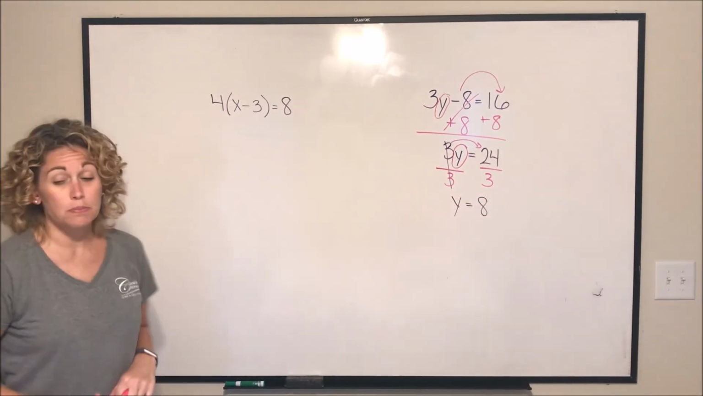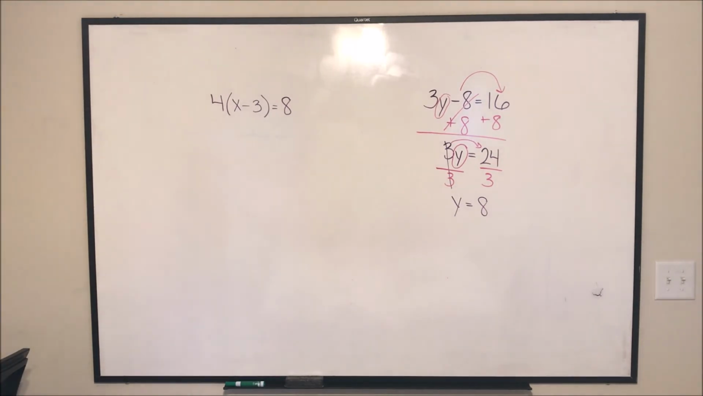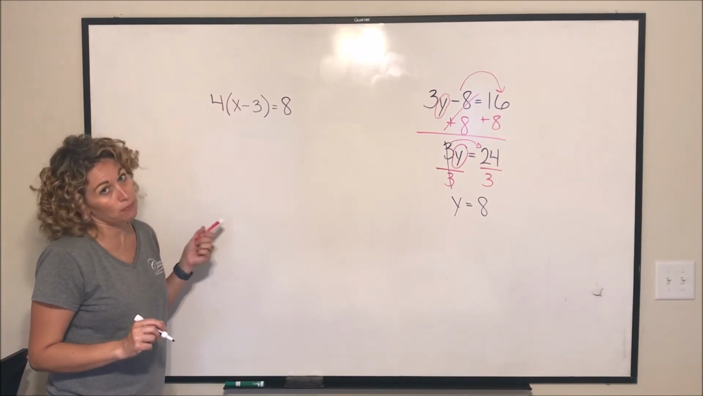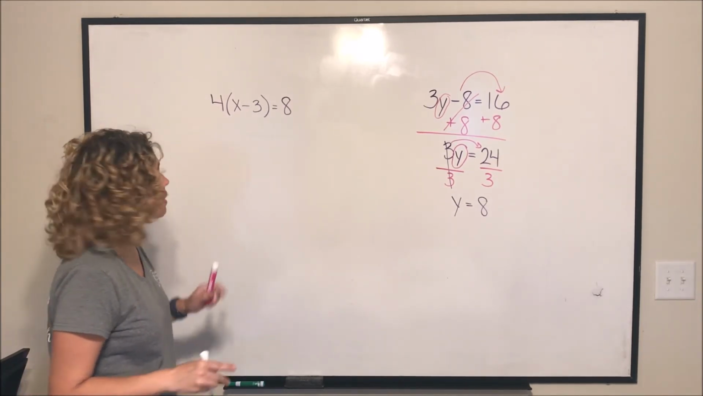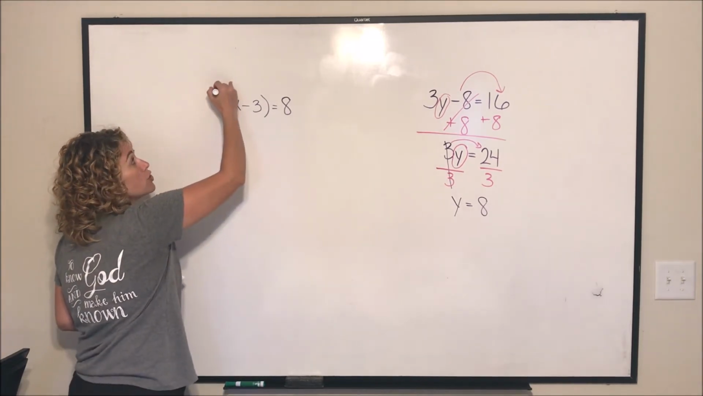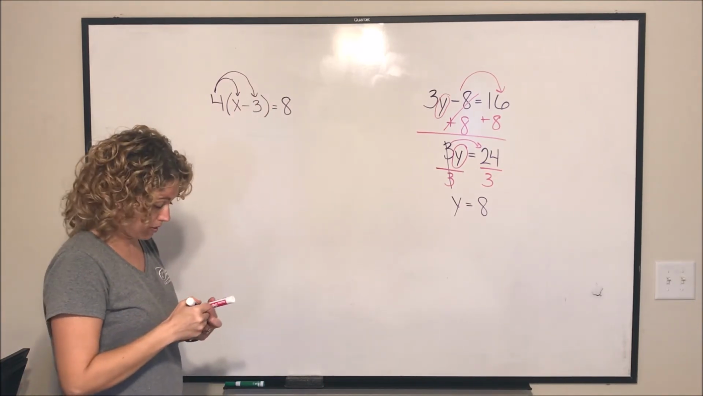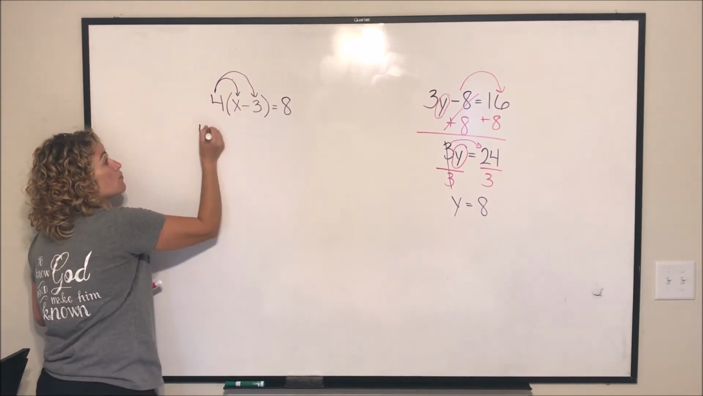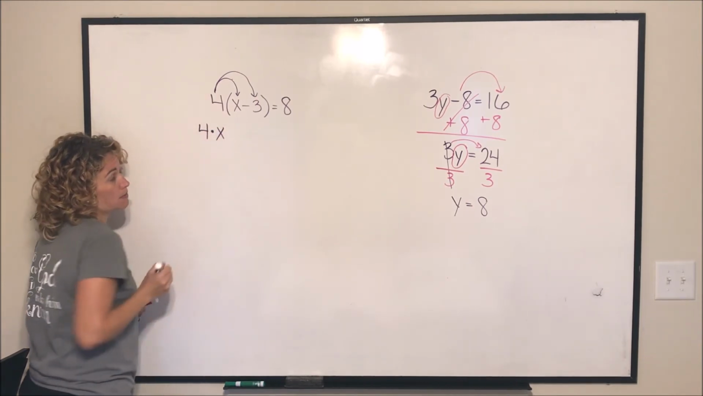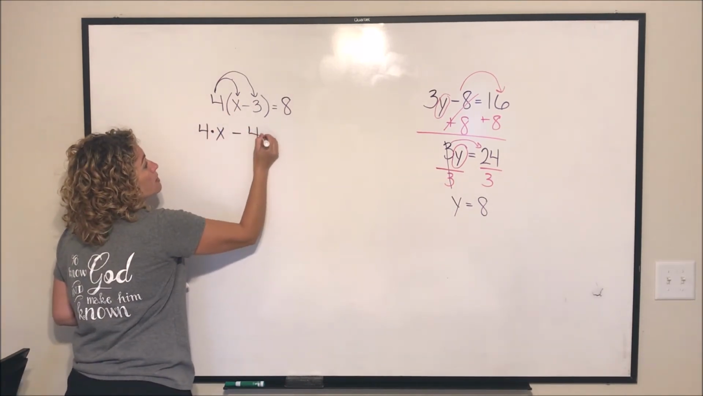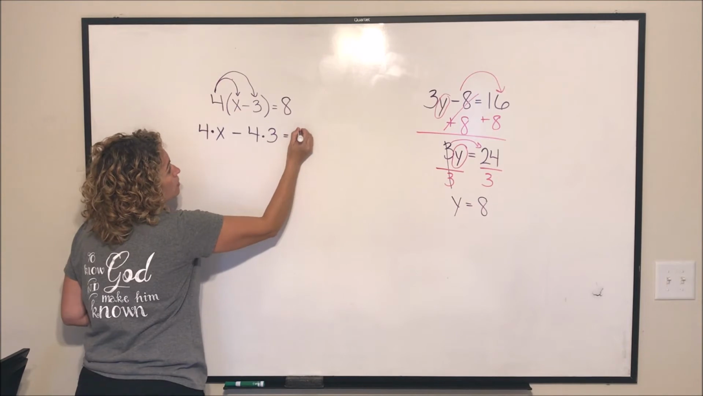Okay, here's your next problem. As soon as you see parentheses, what should you be thinking? Okay. Yes, you should be thinking PEMDAS, but is this PEMDAS? No. Or distributive property. This is distributive property. We're distributing the 4 to each piece inside of the parentheses. Now what does that mean? That means 4 times the x, okay, keep your sign, minus, 4 times the 3, and it still equals 8.